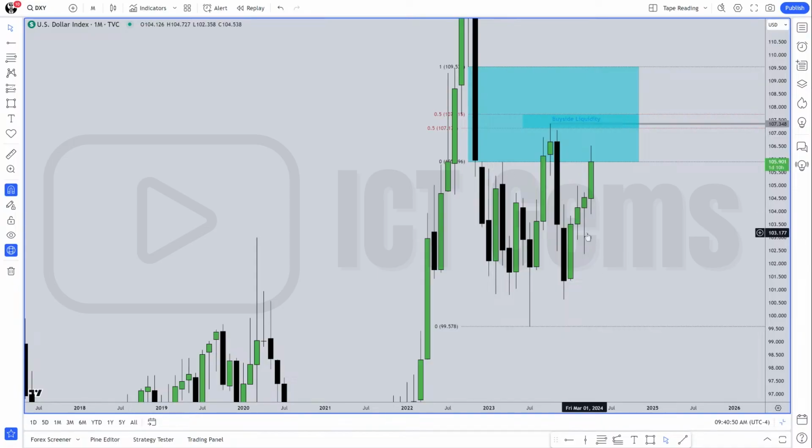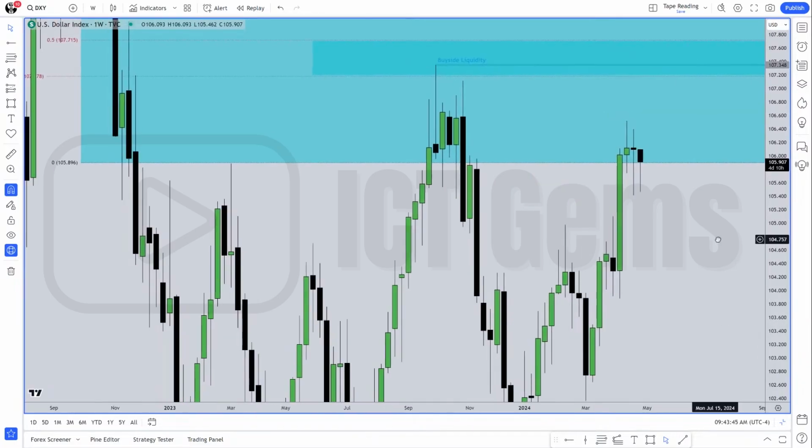It hasn't done that. So the untapped opportunity is buy side hasn't been taken in that range, and the inefficiency over here, and we haven't gone above equilibrium on a closing basis. So there's 3 factors right there just on the monthly chart that tells me higher dollar eventually. So here we have the weekly chart, and the same thing here now.